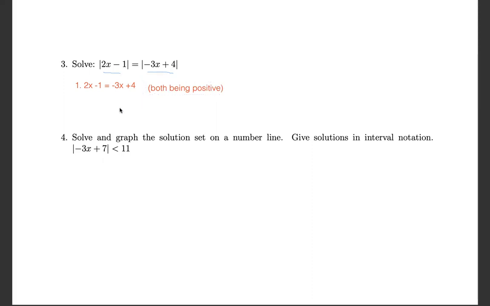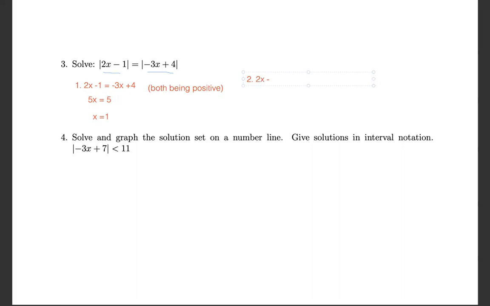So first case, then we just solve. Okay, the solving part should be easy. So we get 5x, we move negative 3x to the left-hand side, equals 5, which gives x equals 1. That's the first case.